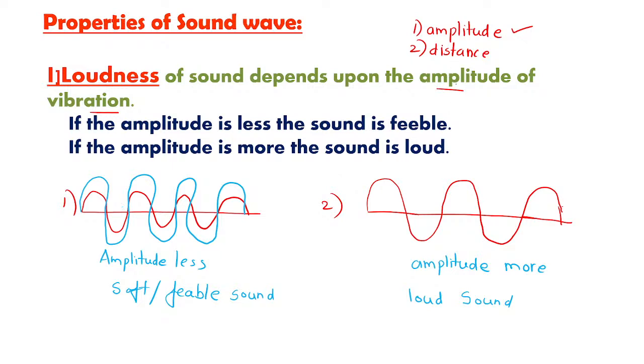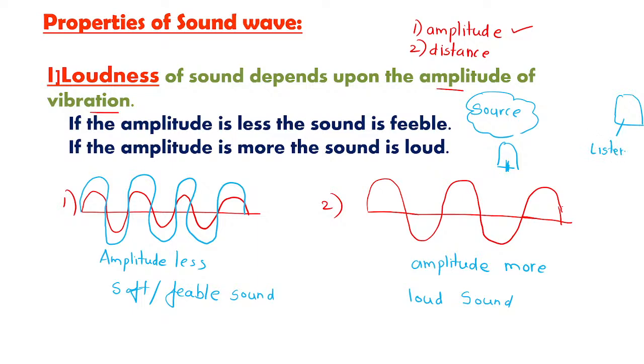The second important thing is distance. As I have already told you, suppose there's a source over here, where the sound is getting produced. Suppose it is the school bell, or the temple bell, when we ring it. The source is here and the listener is here. So the distance between the source and the listener is very important.